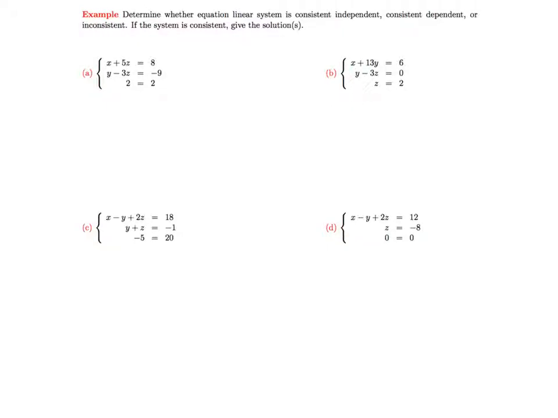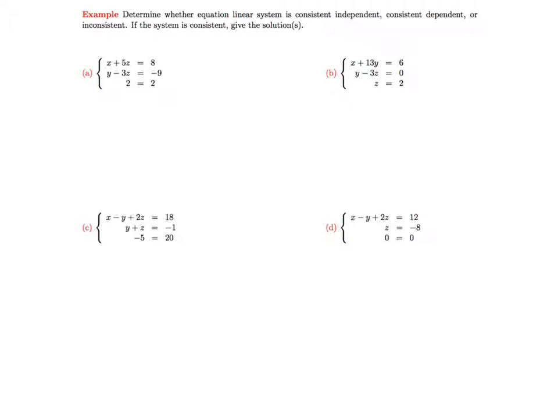In this example, we have four systems of linear equations, and you can verify that in A, B, C, and D, these systems have already been put into triangular form. So that's a good thing to review and check that the conditions are satisfied for triangular form. And now that they're in triangular form, let's identify whether the system is consistent or inconsistent. And if it is consistent, let's find the solutions.